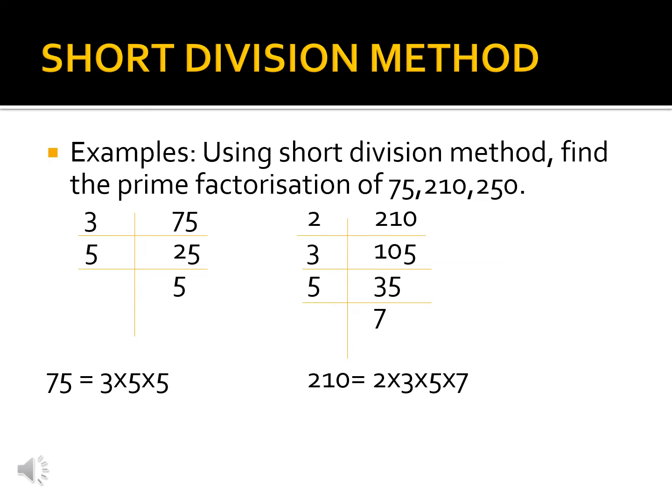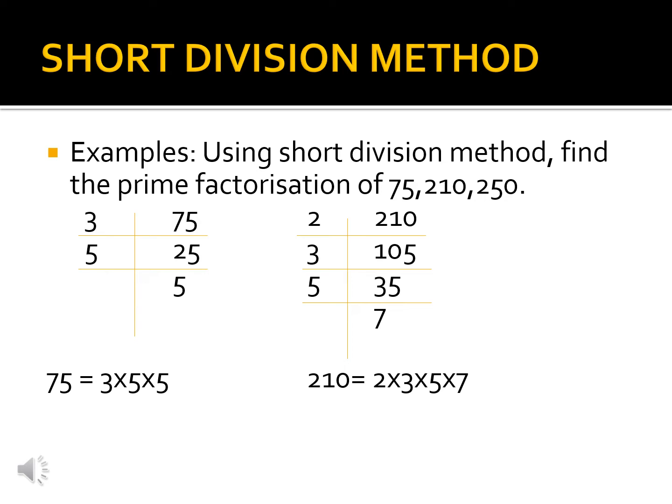Now 35, again we have to check whether it is divisible by 3 or not. It is not divisible by 3, but it is divisible by the next prime number, that is 5. So 5 sevens are 35. Now I got 7 in the place of the quotient and 7 is a prime number. So here we stop. And 210 can be written as 2 multiplied by 3 multiplied by 5 multiplied by 7. So this is how we find the prime factorization of 210.